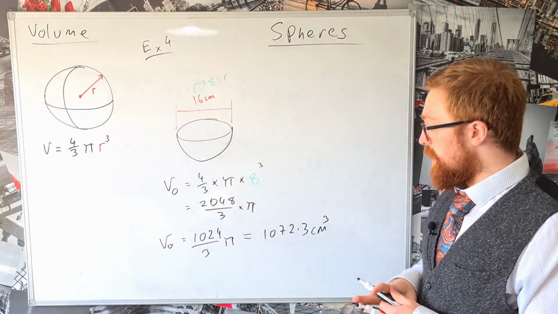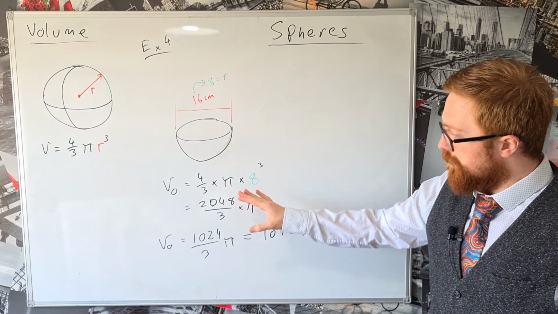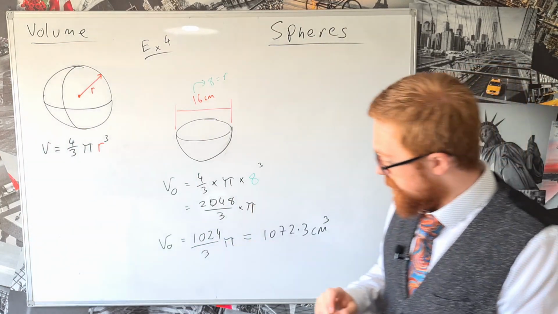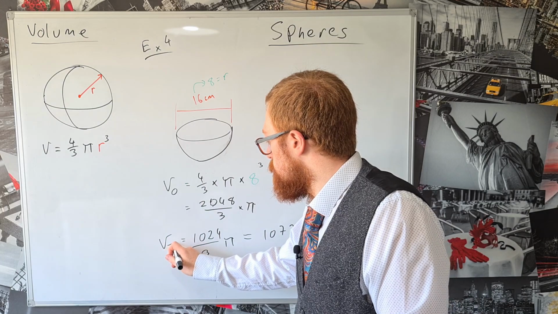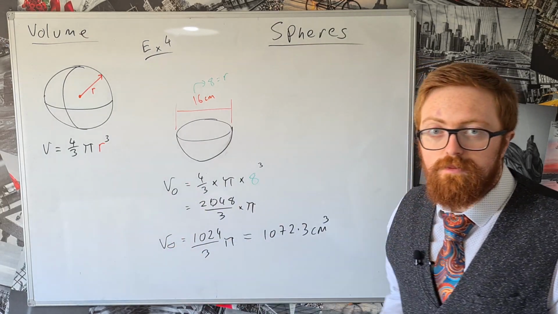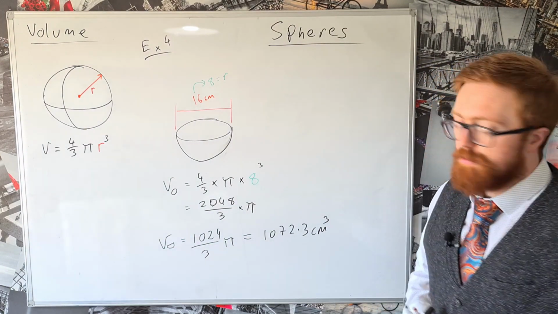So again, a slight variation. We're given a hemisphere this time, but it's not particularly difficult. The strategy is the same as any other time. We've got part of a shape. We pretend we've got the whole shape and then take a fraction of it. Good.